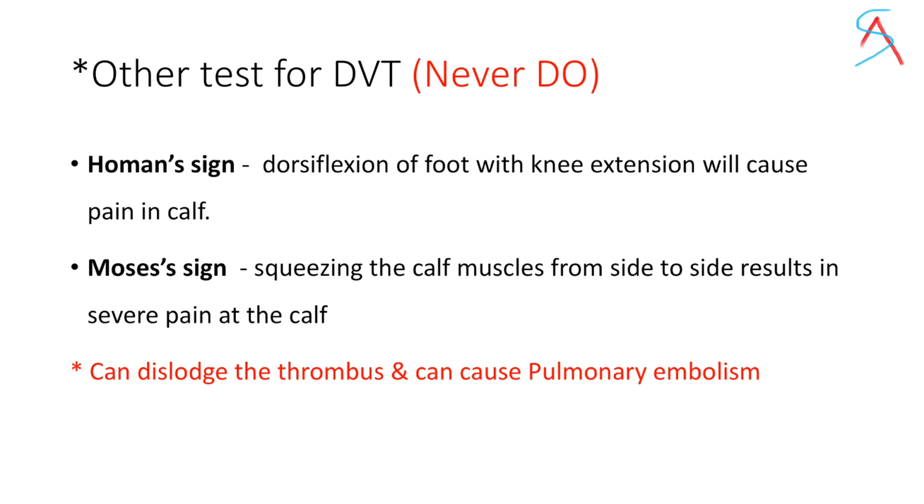Just for viva and theory purposes, I would like to tell you, previously there were 2 tests for DVT which we used to do clinically, but we should never do these 2 tests, because they can dislodge the thrombus from the deep vein and cause pulmonary embolism in the patient, which is too dangerous for the patient and legally for you also. What they used to do was the Homans sign, in which dorsiflexion of the foot was done with the knee in extension. If pain is perceived by the patient in the calf, it means DVT is there. The other was the Moses sign, in which squeezing of the calf muscle was done from side to side.